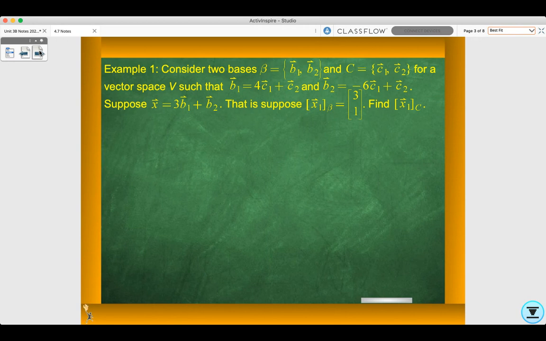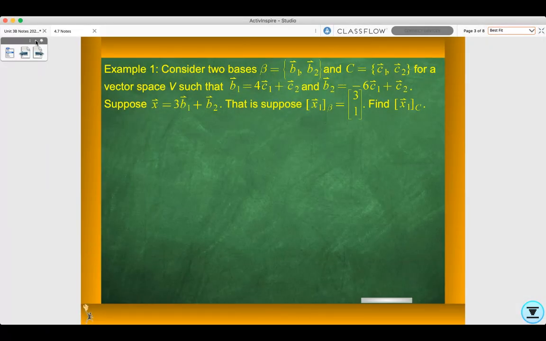So let's look at example 1. Consider two bases, B = {B1, B2} and C = {C1, C2}, for the vector space V such that B1 equals 4C1 plus C2, and B2 equals negative 6C1 plus C2. Suppose X equals 3B1 plus B2. Suppose the B coordinate vector of X is 3, 1. Find the C coordinate vector of X.